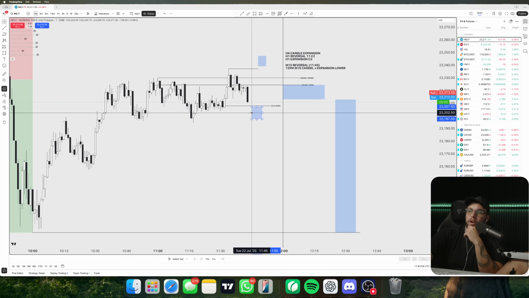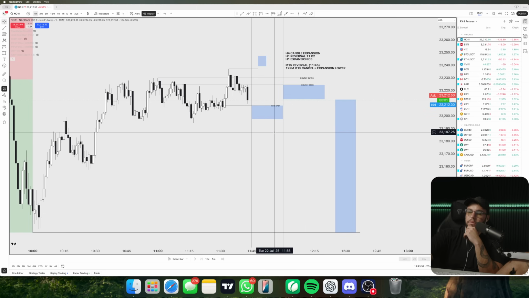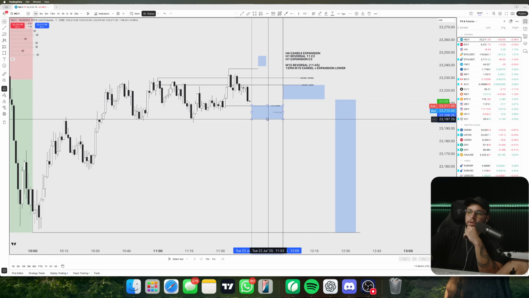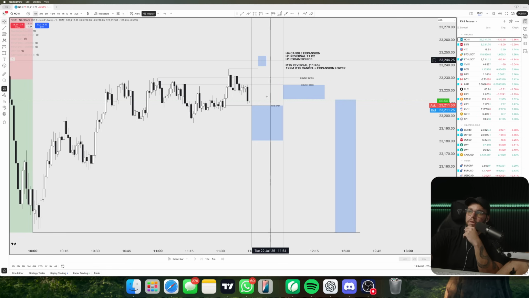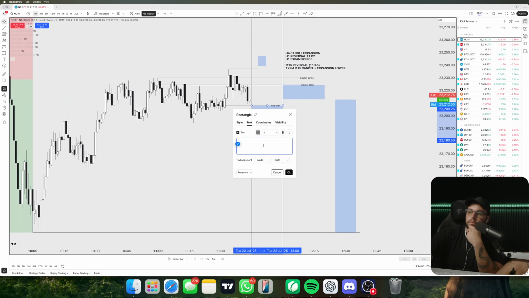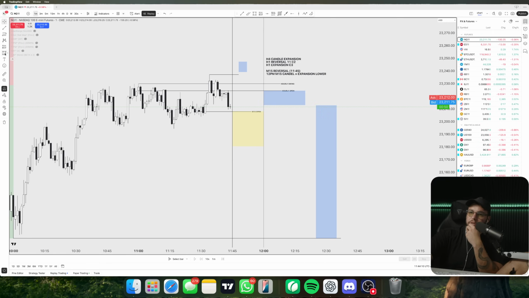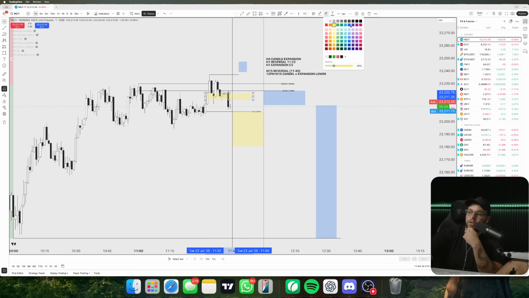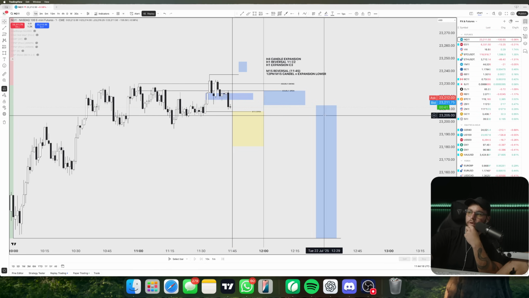And if this opens up in this box, right down here, I'm trying to make this as logical as possible, in this yellow box, then this candle would be the main area we would look to trade from.